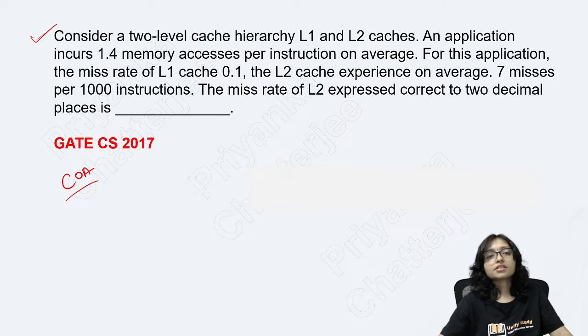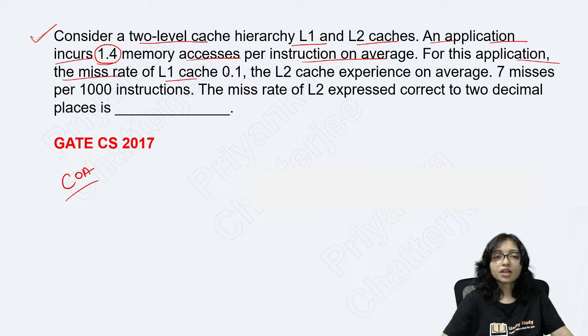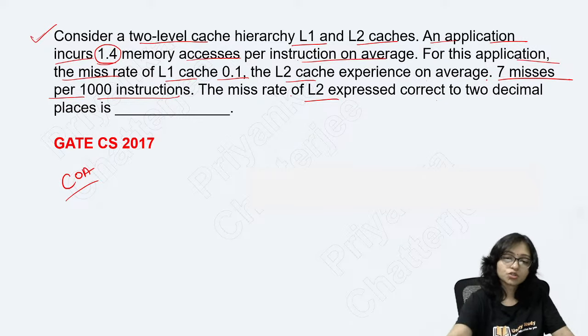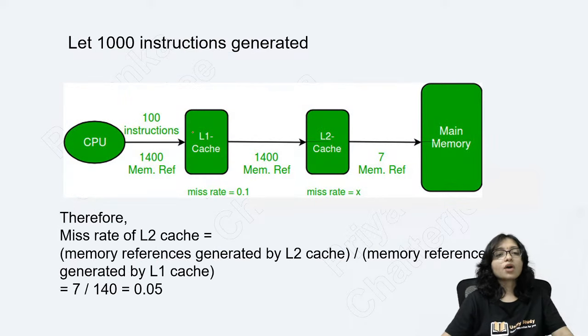Okay. Here, consider a two level cache hierarchy, L1 and L2 cache. And the application incurs 1.4 memory accesses per instruction on average. Now for this application, the miss rate of L1 is given, and L2 cache is also given. So 7 per 1000 instructions. So you have to find what the miss rate of L2 will be. So how to do it?